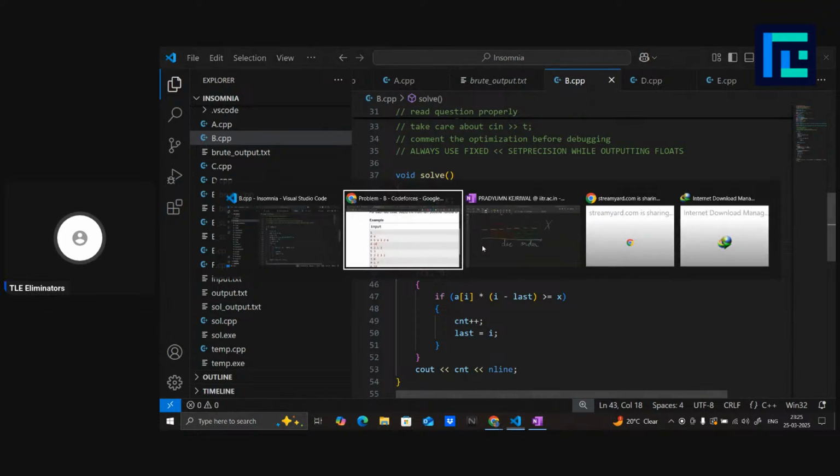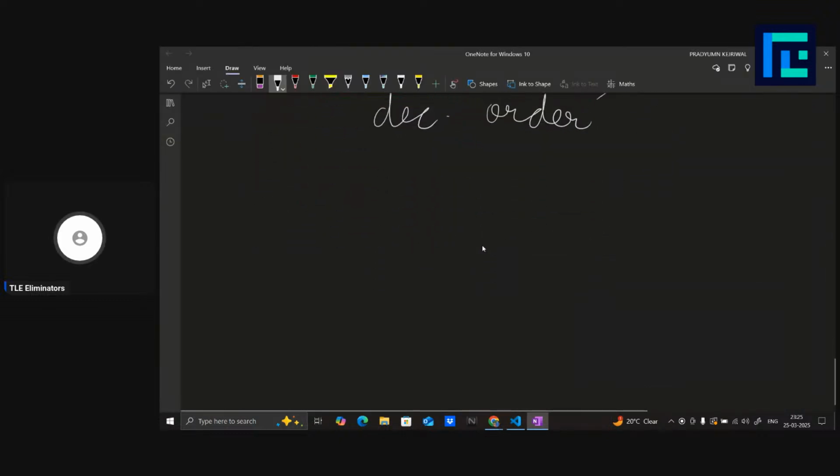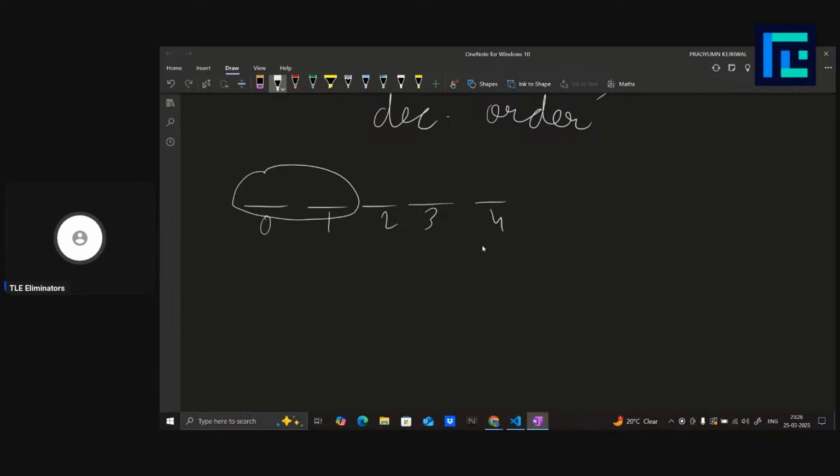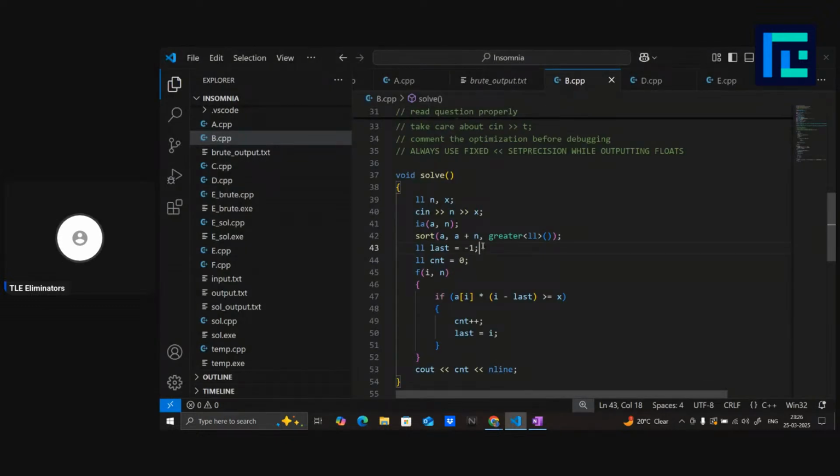Basically, let's say I have a team, I have some members. So let's say this is index 0, index 1, index 2, index 3, index 4. Let's say I took these two as my team. So my last would be equal to 1. So when I'm at 3, I will know that I have not taken this 2 in my team, so I'll have to take this in my team. So the last variable is the last element which I have taken.